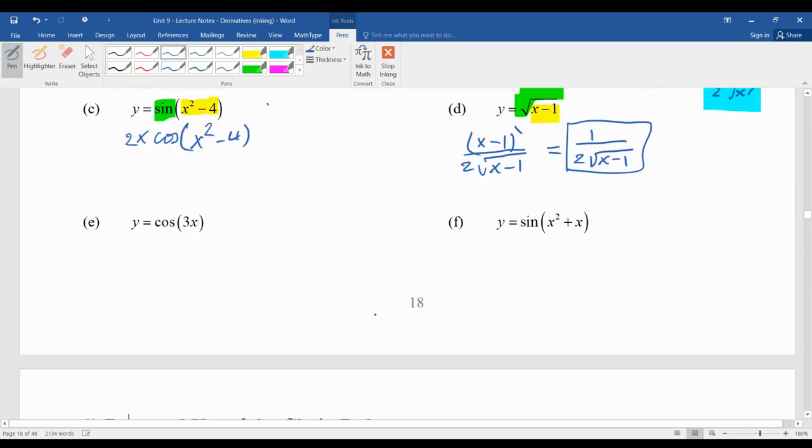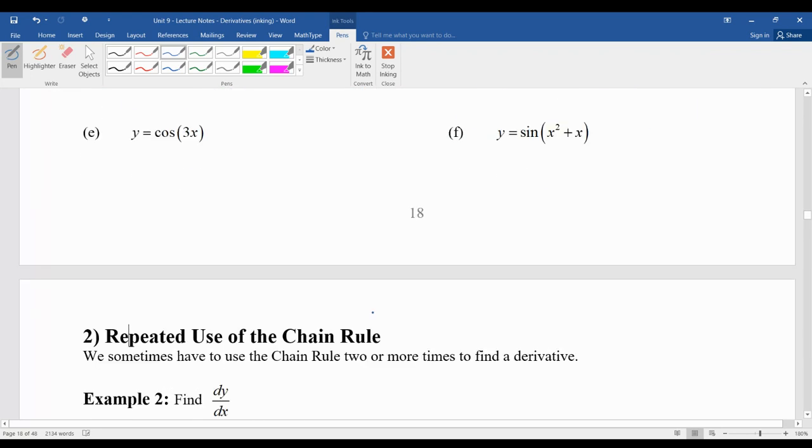All right, let's do example E. What do we have? We have the inner function, which is 3x. We have the outer function, which is cosine. So we start with the derivative of 3x, which is simply 3. And then the derivative of cosine actually is negative sine of 3x. And then you just multiply the 3 by the negative, so it becomes negative 3 sine of 3x.